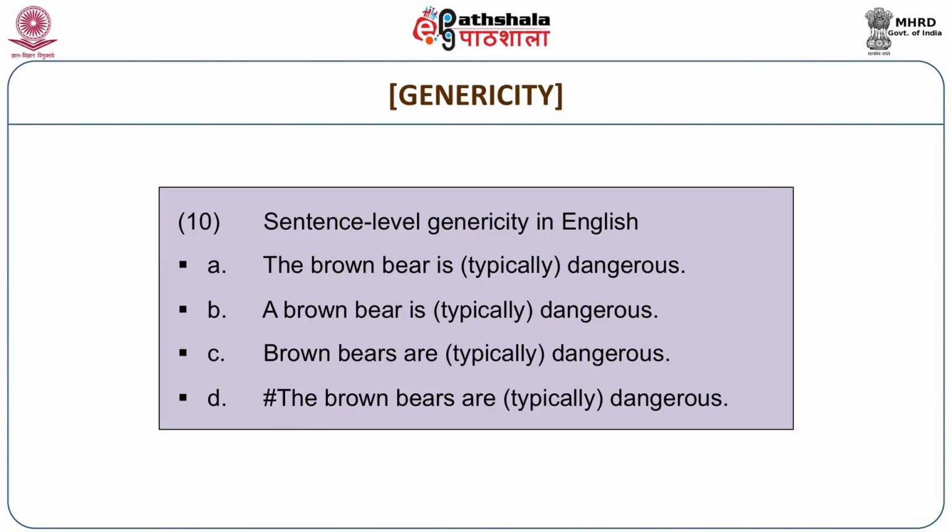The second kind of genericity arises at the sentence level by the use of a noun phrase in a characterizing sentence that expresses a generalization. For example, "the brown bear is dangerous," or "the brown bear is typically dangerous." This kind of sentential level genericity is expressed by all types of noun phrases, barring definite plurals. So you can say "the brown bear is typically dangerous," "a brown bear is typically dangerous," "brown bears are typically dangerous." However, "the brown bears are typically dangerous" is not allowed.